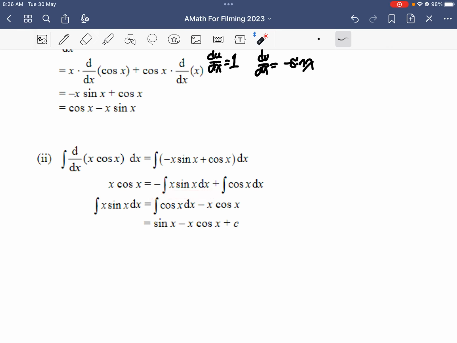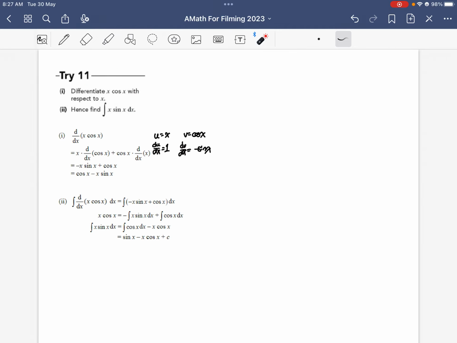It becomes negative the integral of x sine x dx plus the integral of cosine x. So I'm just splitting this up like what I did in the question itself. So what I get is the integral of x sine x equals the integral of cosine x minus x cosine x. You integrate cosine x, you get sine x minus x cosine x plus c.